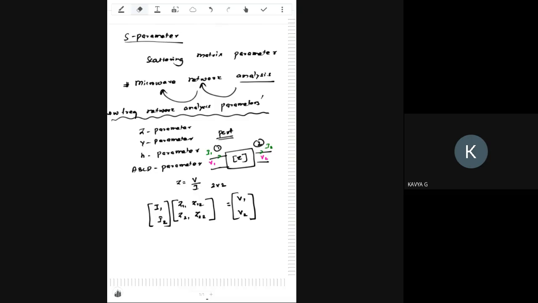Similarly you can write Y parameters. How I've written it here is like Ohm's law: this is my I, this is my Z, and this is V, so V equals I into R. So the input voltage and output voltage V1 and V2 can be related with the input current and output current through the Z parameters. This is a simple phenomenon in network analysis for low frequency.